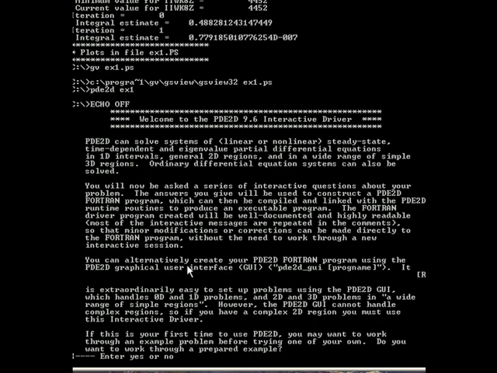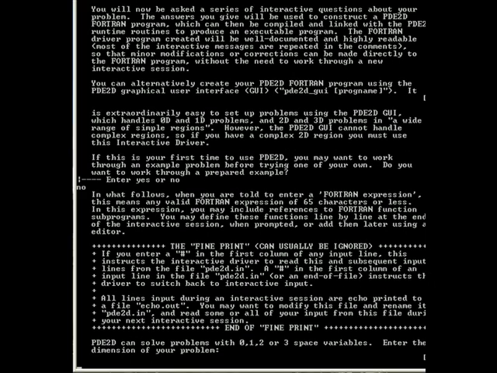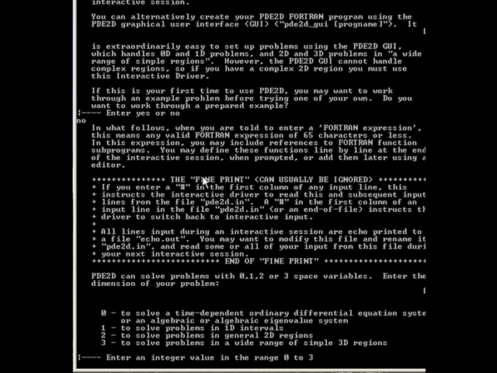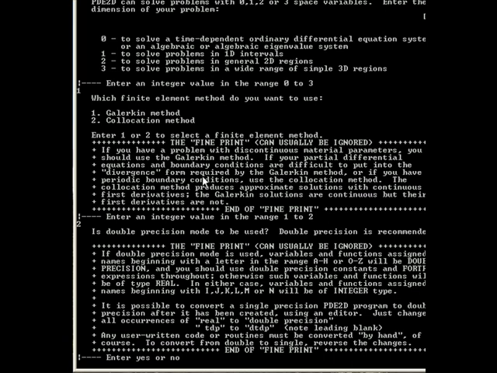Do I want to do one of their prepared examples? No. The dimension of the problem, remember that doesn't count time. Well, there's no time here anyway, but it's a one-dimensional problem. Galerkin or collocation, I could actually use either one, but I said I was going to use collocation. Double precision, yes, always.